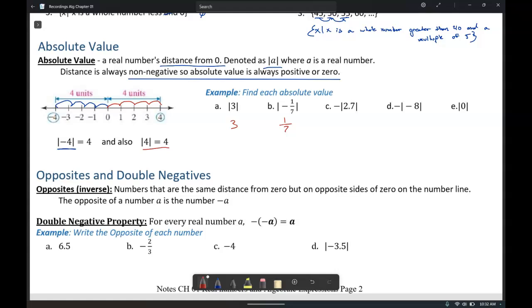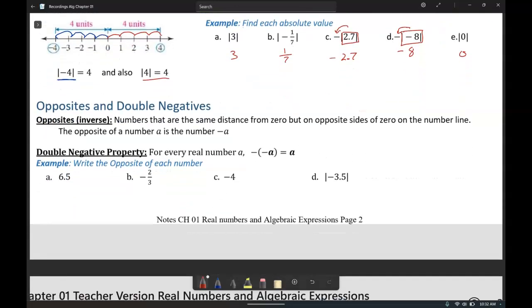Now, we have the absolute value of 2.7, and then we want the opposite. We want to make that value negative, so we still end up with -2.7 because the negative is on the outside. Same thing with example D. The absolute value of -8 is 8, and then we want to go ahead and make that value negative when we're done. And 0 is its own absolute value. It is no units from 0 because it is 0.